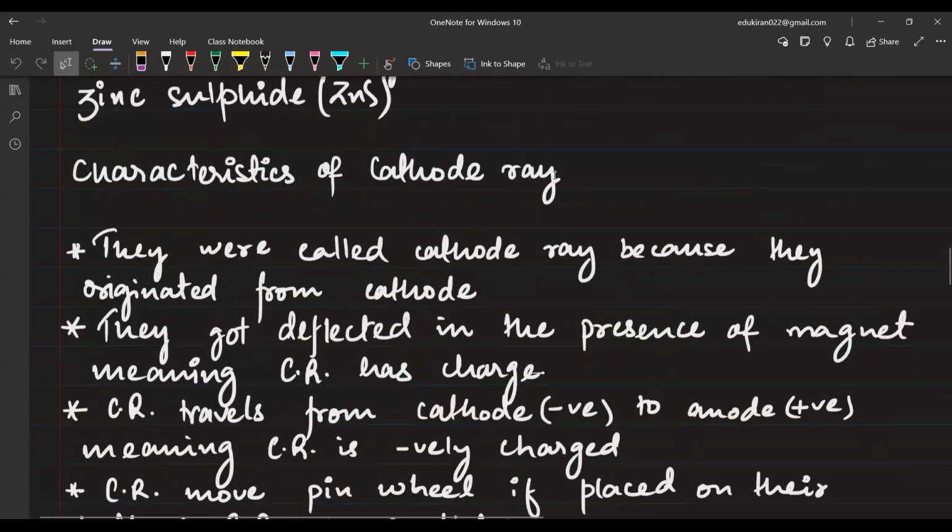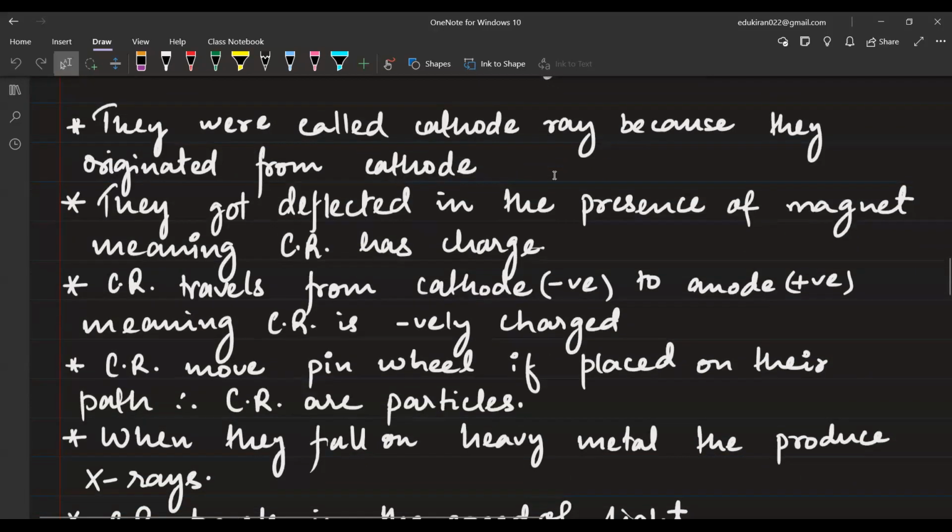As we saw, they were called cathode rays, using scientific methodology, because they originated from the cathode. So now you have an idea how to name things. In further life, if you are going to name some variable, you have an idea how to name things. They got deflected in the presence of a magnetic field. This is an observation. Now what we can conclude from here is that cathode rays have charge. Cathode rays travel from negative to positive, meaning they are negatively charged because the positive is attracting them.